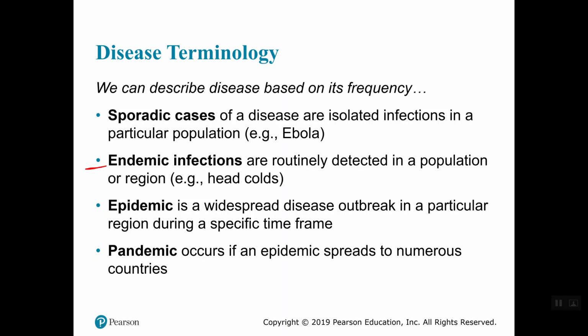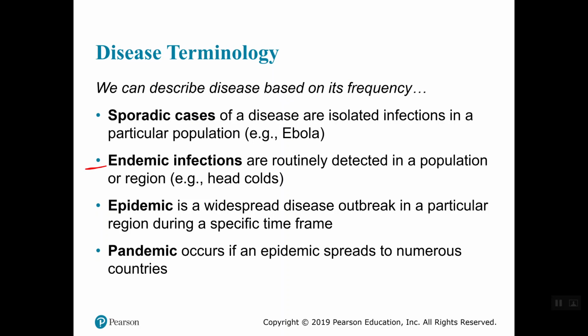An epidemic is going to be a widespread disease outbreak in a particular region during a specific time frame. In Tampa a little while ago, we had hepatitis A that was being detected, and so the concern was that we were going to have a hepatitis A outbreak in Pinellas County. So that's an example of how you can have this epidemic. A lot of times the words epidemic and outbreak are used interchangeably.